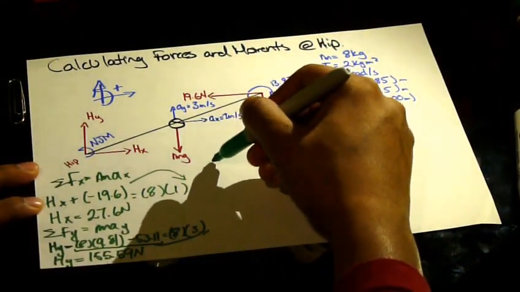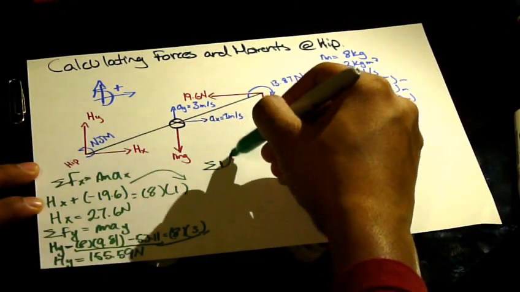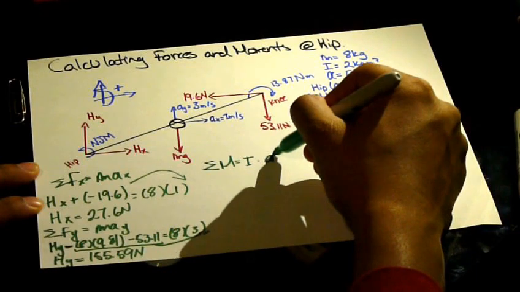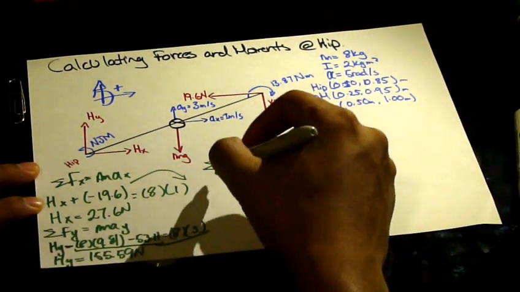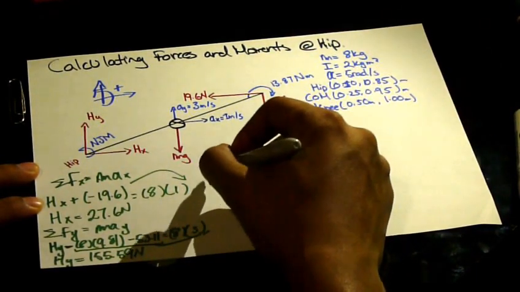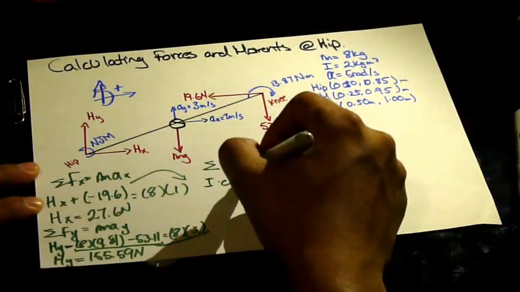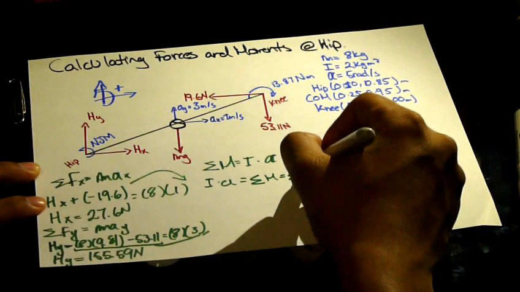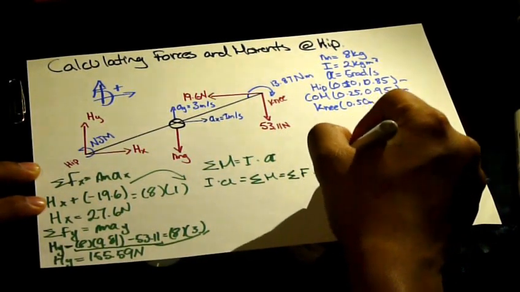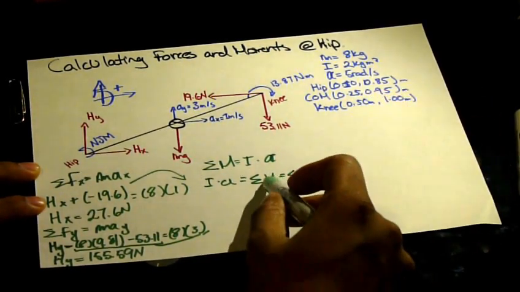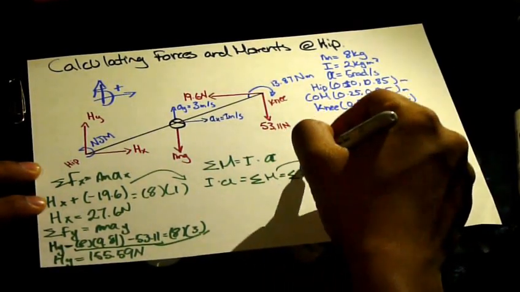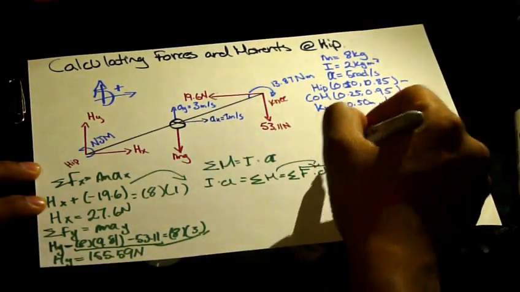You can go ahead and say a moment. The sum of the moments is equal to the mass moment of inertia multiplied by the angular acceleration. And we know, so basically it's like this in reverse, equals the sum of forces multiplied by the perpendicular distances. This is basically a moment. I just broke it up.